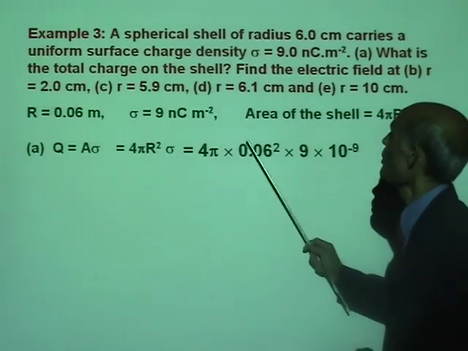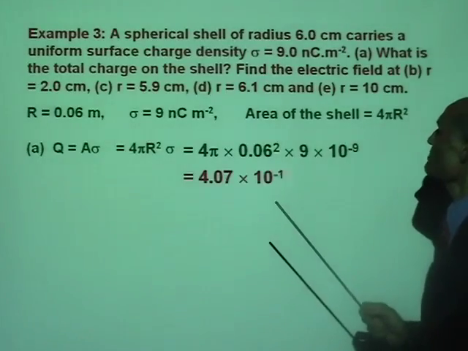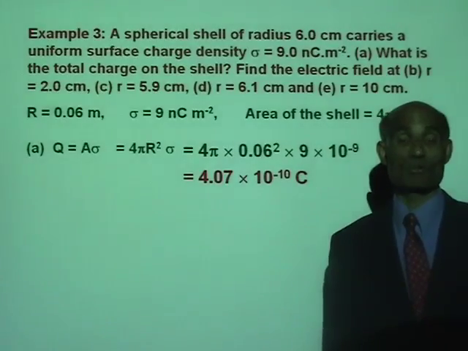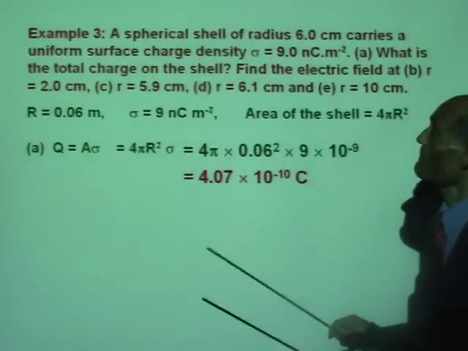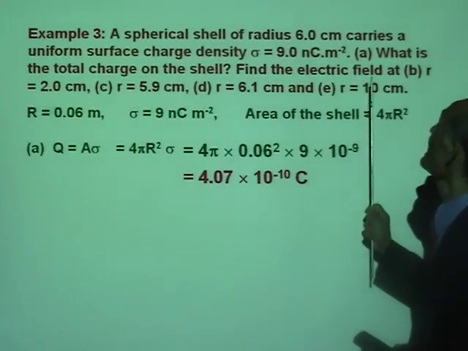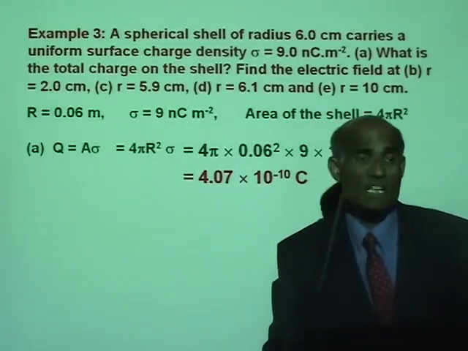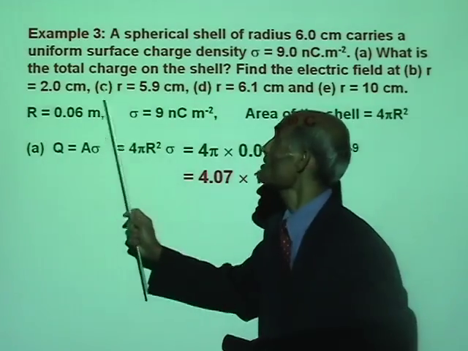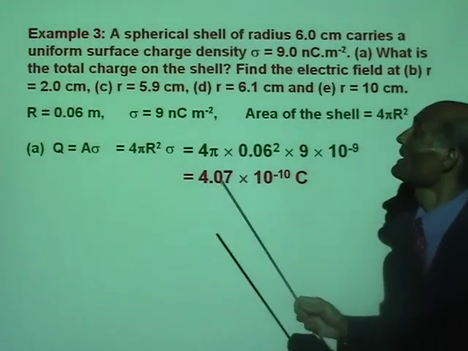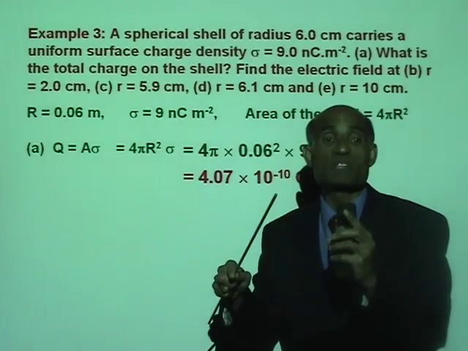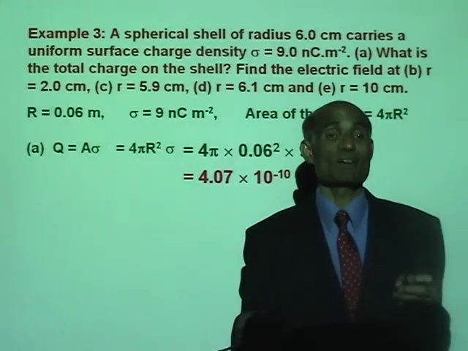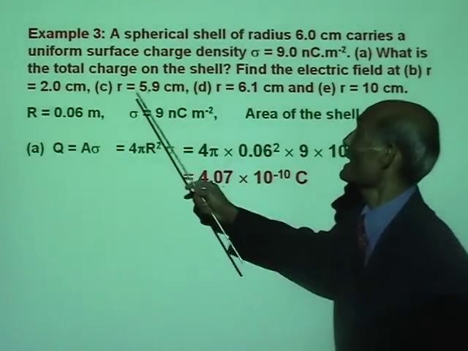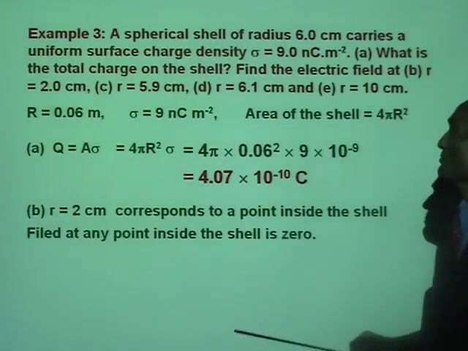Using those values, 4 pi radius squared times sigma gives you 4.07 times 10 to the negative 10 coulomb. That is the total charge on the shell. Tell me, what is the electric field at a point 2 centimeter from the center of the shell? Knowing that the radius of the shell is 6 centimeter, a point at a distance 2 centimeter from the center is inside the shell. And what is the electric field inside the shell? Zero. So the electric field at 2 centimeter will be 0.